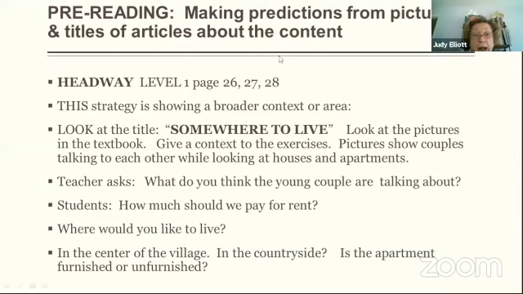There's another lesson in Headway on pages 26, 27, and 28. Again, the broader strategy: the issue they're examining in the pictures and the text is some couples looking to find a place to live.